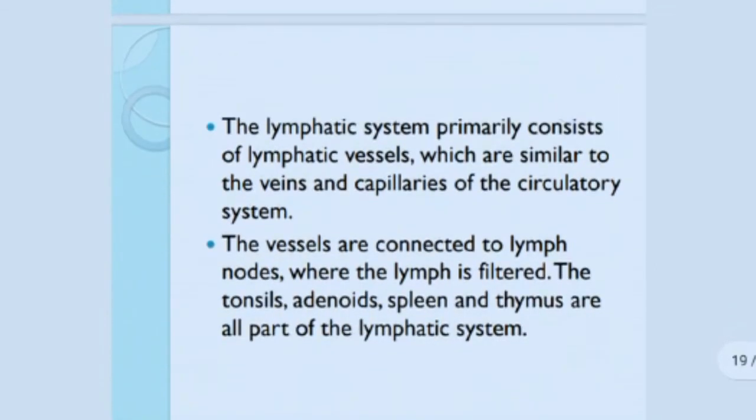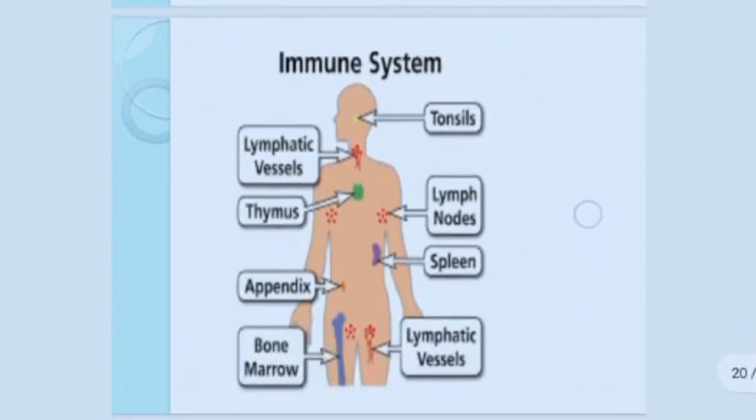The lymphatic system primarily consists of lymphatic vessels. These are similar to the veins and capillaries of the circulatory system. The vessels are connected to lymph nodes where the lymph is filtered. The tonsils, adenoids, spleen and thymus are all parts of our lymphatic system.